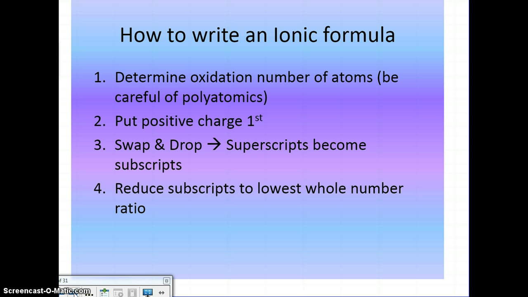All right, how do you write an ionic formula? Well, you need to do a couple steps first. Step 1 is you're going to determine the oxidation number of the atom. What that really means is tell me the charge. After you do this, you're going to put the positive charge first, so metals always go first. Then you're going to swap and drop. You're going to swap your superscripts, that's the charges, and they become your subscripts. And then we're going to reduce the subscripts to the lowest whole number ratio.